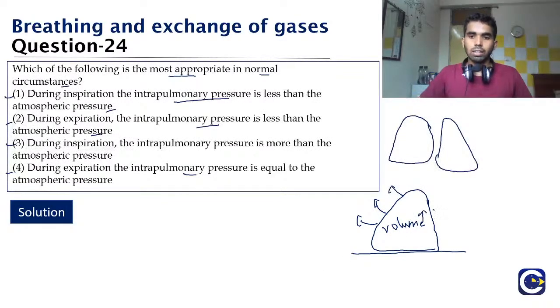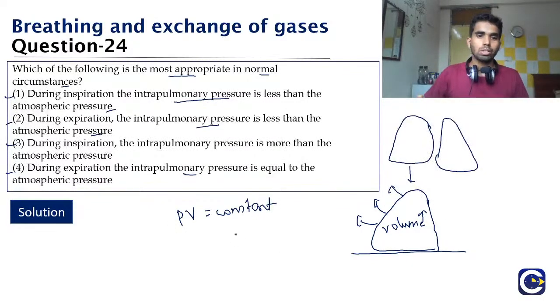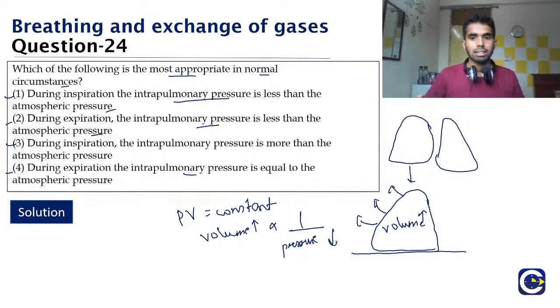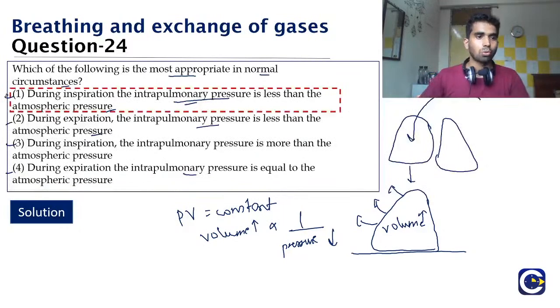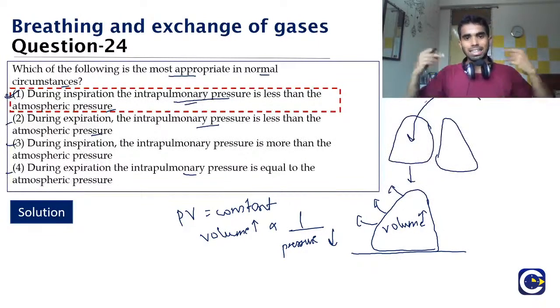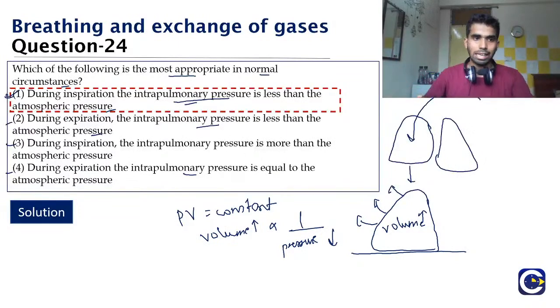Volume is increasing, and we know from Boyle's law that PV is equal to constant. So if volume increases, what will happen to pressure? Pressure will decrease, isn't it? That is why during inspiration the intrapulmonary pressure will decrease below the atmospheric pressure. Because the pressure is decreasing, air is coming inside from the atmosphere. So what is the correct answer? Yes Jivita, yes Saji, yes Kavya, all of you are very well correct. The correct answer is option 1. During inspiration intrapulmonary pressure decreases, and during expiration the intrapulmonary pressure increases, and that is why the air goes out during expiration.